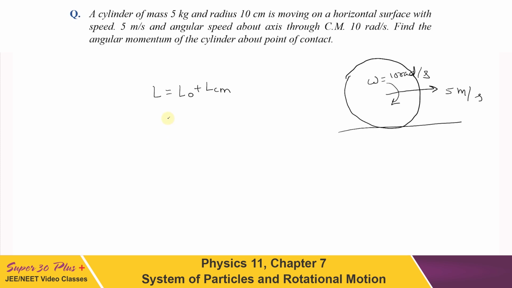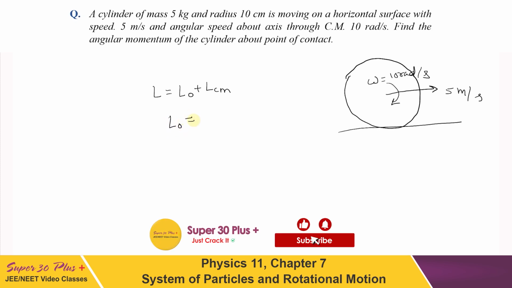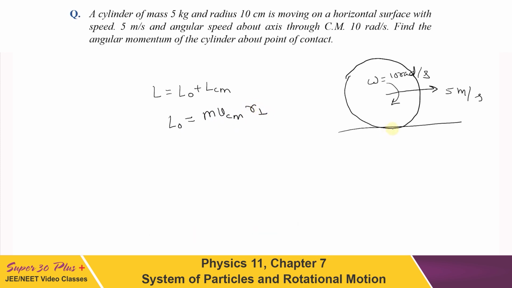Now if I write these two terms separately, LO can be written as M VCM and then R perpendicular with respect to the point of contact. That will be equal to 5 into 5 into R perpendicular, which, as you can see, is equal to the radius, 10 centimeter, so it has to be 1 by 10 meter. That will be 2.5 kg meter square per second. And what is the direction? As you can see here, it is clockwise.